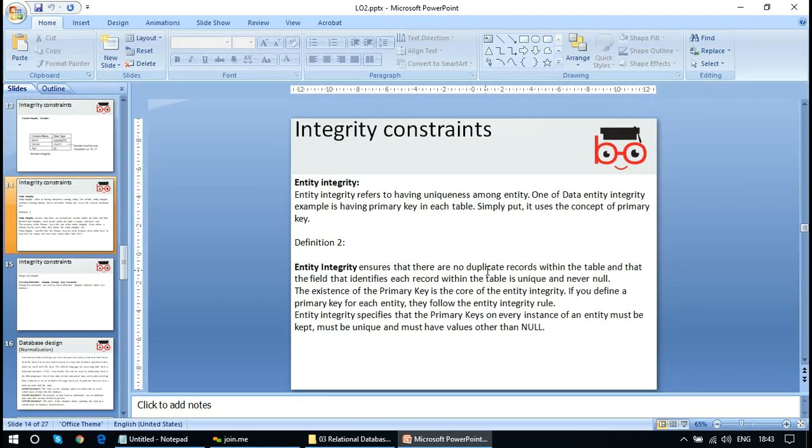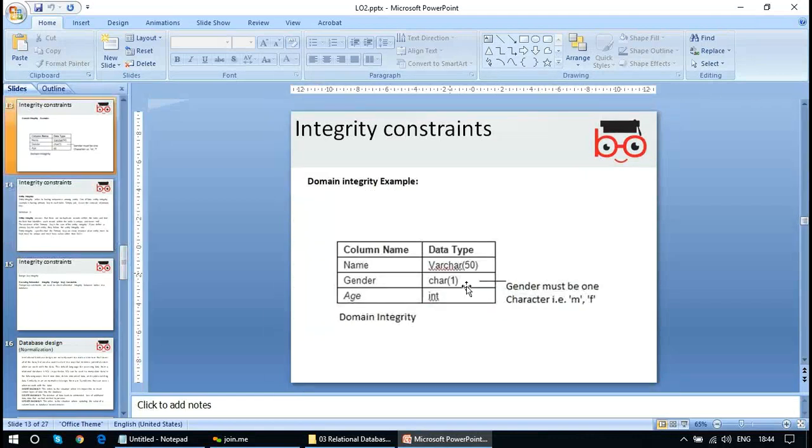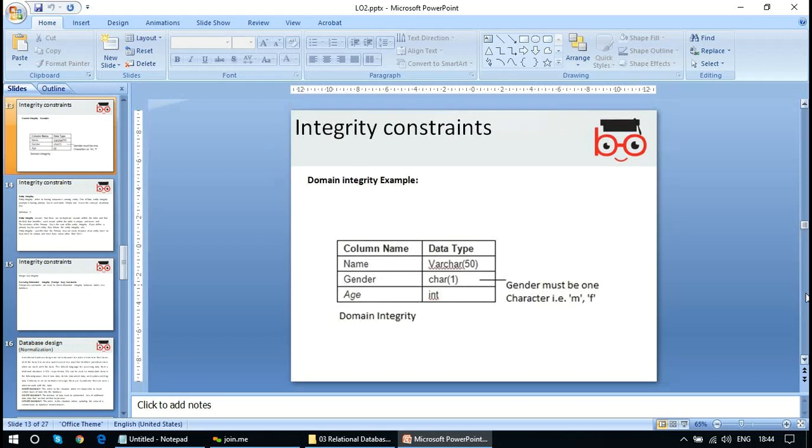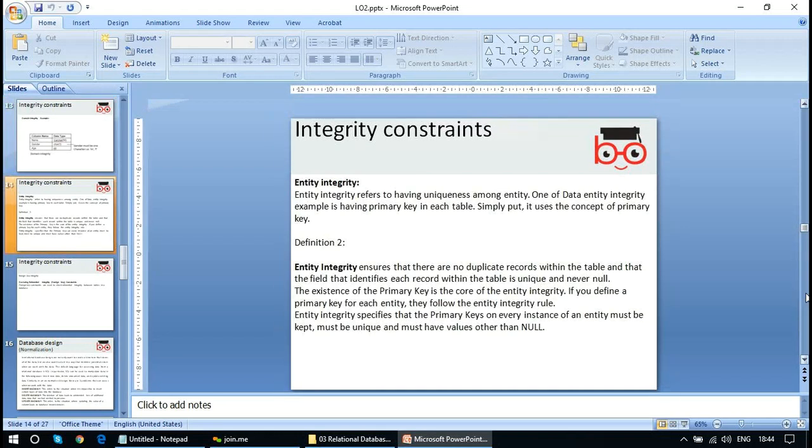Now, entity integrity refers to having uniqueness among entities. One example of entity integrity is having the primary key in each table. So when you talk about a primary key, you are talking about the entity integrity. When you talk about the domain integrity, you talk about the values of a particular variable. So these are just a number of terms used in database terminology. Is that clear? Okay, yeah, I get that.